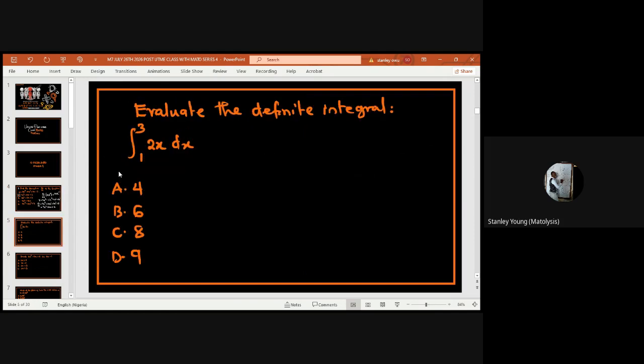Question 2. It says evaluate the definite integral. If I give you a function like x raised to the power of n with respect to x, the rule of integration here is to take x raised to n, add 1 to the power, then divide by n plus 1. So you end up having plus a constant, C.